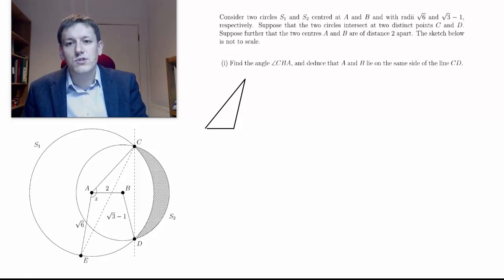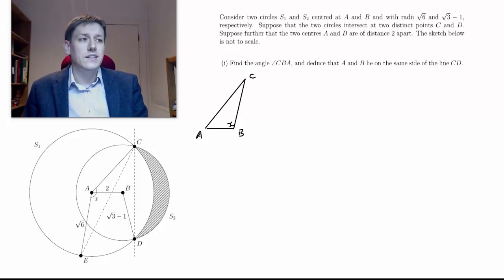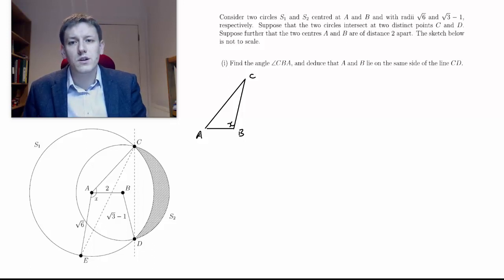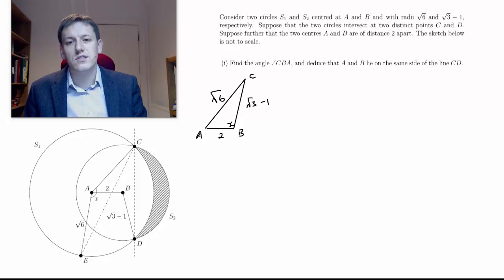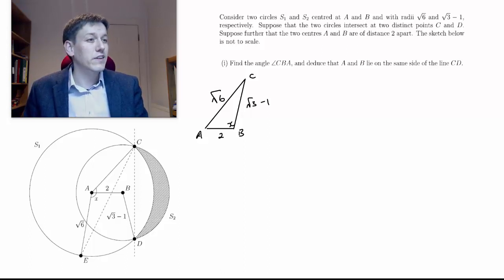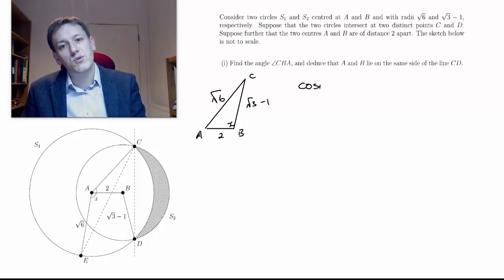So here I'm going to draw the triangle CBA. Okay, and I want this angle CBA here, so I'm going to call that one x. Now, as I said about the radii, this one BC is a radius of S2, so it's got length √3 - 1. AB is 2, that's told to us, and AC is also a radius of the larger circle, so that's got length √6. And now hopefully once you've drawn that triangle, it's clear that you can apply the cosine rule here, and just use that to find x.